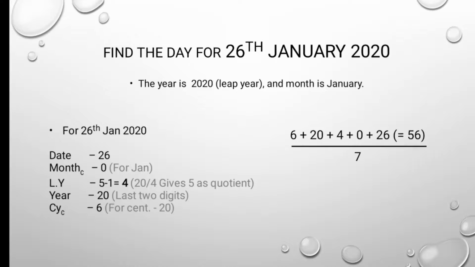Now let us put the values in the formula. 6 plus 20 plus 4 plus 26, that is 56, divided by 7. The remainder is 0, and for 0 the day is Sunday. So we get the day as Sunday for the date 26th January 2020. For both these dates you can go to the calendar and check whether they are correct or not.